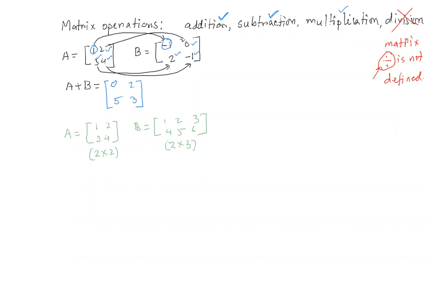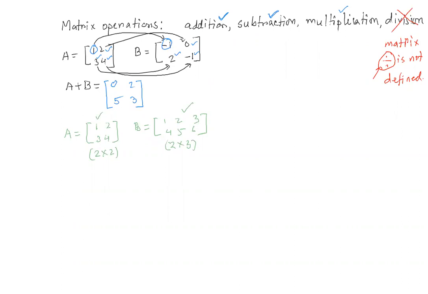If they don't have the same dimension, you cannot add them or subtract them. So you can consider another 2 by 2 matrix. You could add that one with this, or you could consider another 2 by 3 matrix, and you could add that with this matrix. So two matrices could be added or subtracted only if they have the same dimensions.